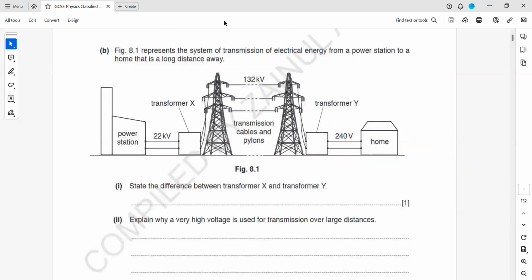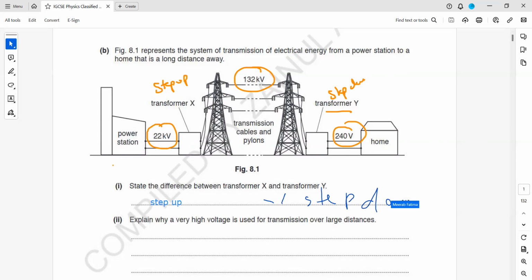As you can see, transformer X takes 22 kV and converts it into 132. So what is it doing? Increasing the voltage. So what kind of transformer is this? It is a step-up transformer. And transformer Y turns 132 into 240, so it is a step-down. So the difference between them: X is step up whereas Y is step down.